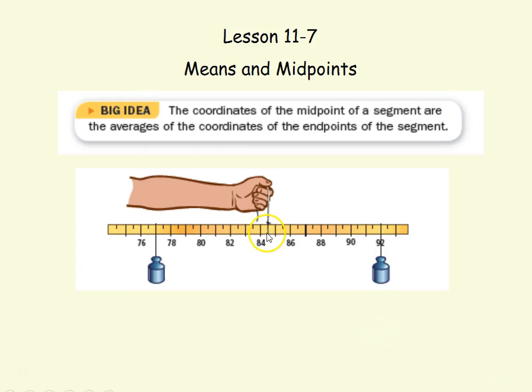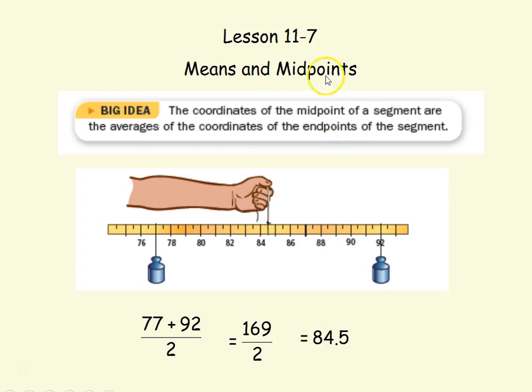To find the midpoint, we're going to add those two values together, 77 and 92, and then divide by 2. So we find the average. We take the sum of all the values and then divide by how many values there are. That's how we find the mean of any set of numbers. However many numbers there are, add them all together, divide by how many numbers there are. So 169 divided by 2 is 84.5. So the mean of 77 and 92 is 84.5.